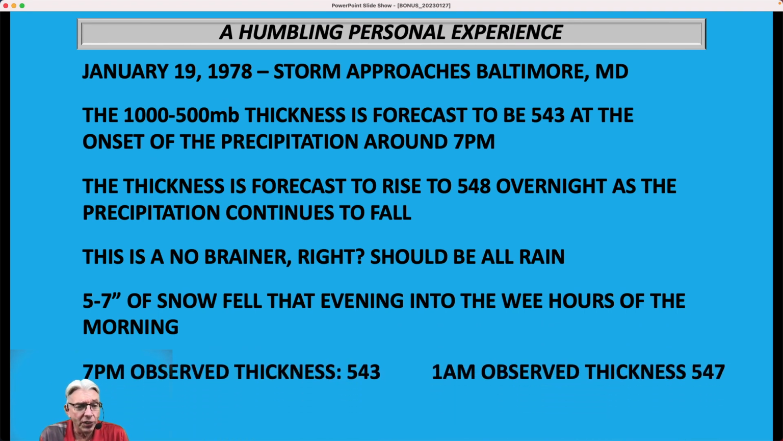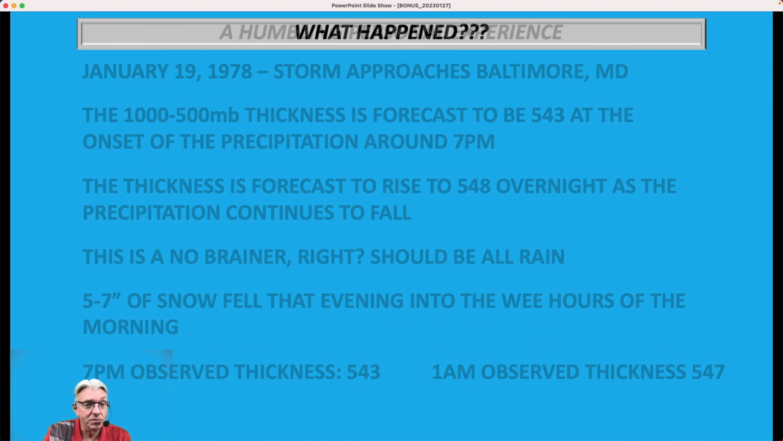The observed thickness when they launched the weather balloon from Dulles Airport in Virginia at 7 p.m. was 543. The forecast was right on the money. And at 1 a.m., the observed thickness was up to 547. So the forecast of the thickness wasn't bad. So how did it snow?